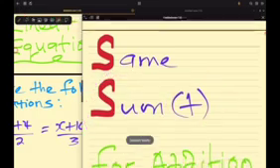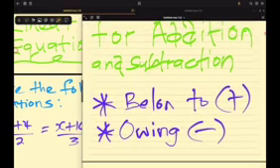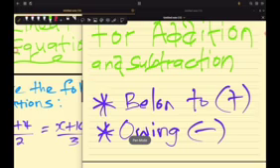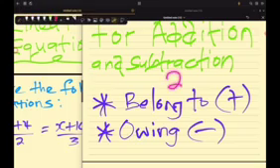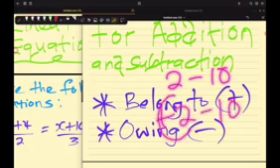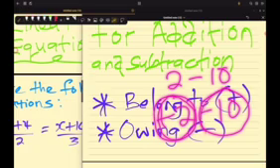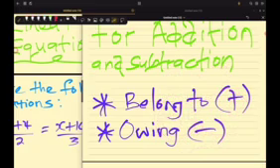Now, for addition and subtraction, just use belong to and owing. For example, if you have 2 minus 10, see it as plus 2 minus 10. The plus 2 is what belongs to you. The minus 10 is what you are owing. So when you use what belongs to you to settle what you are owing, you will still be owing minus 8. So this is the simple trick when you are adding and subtracting.